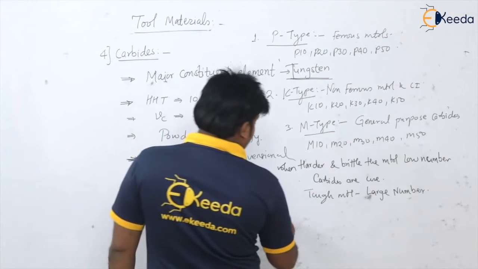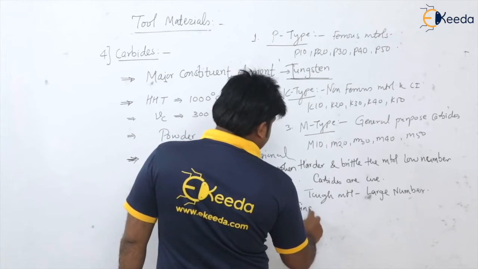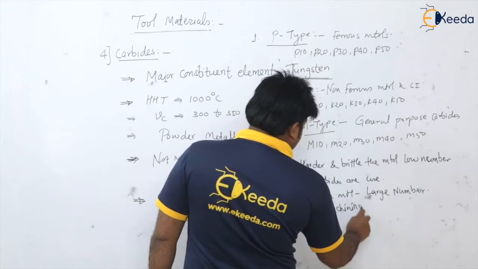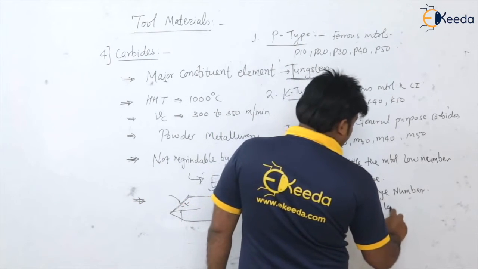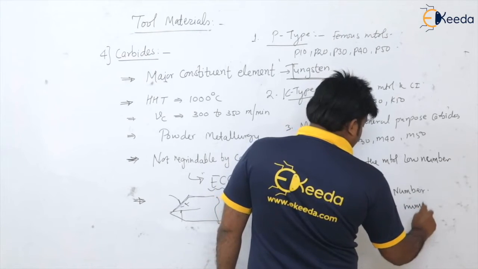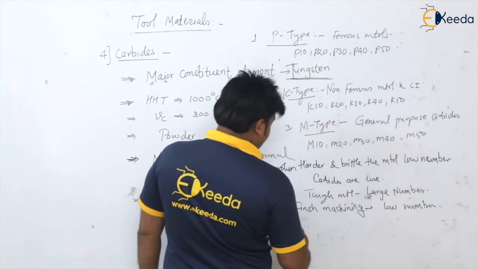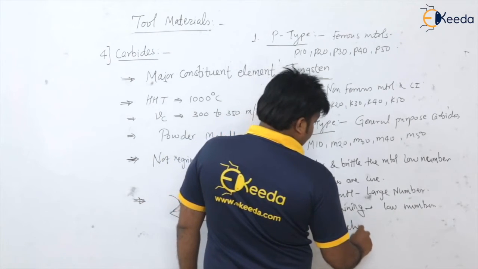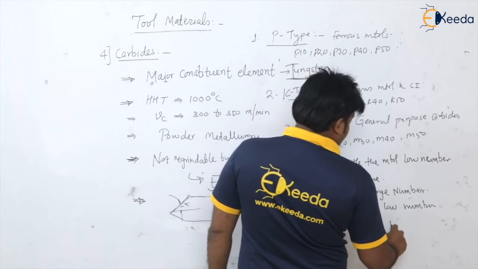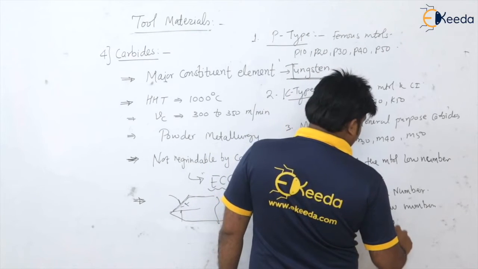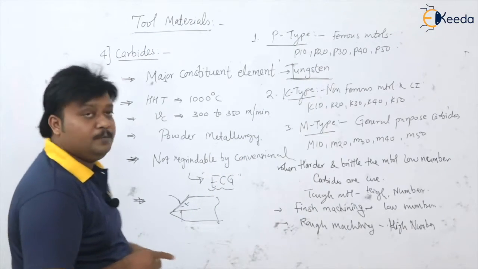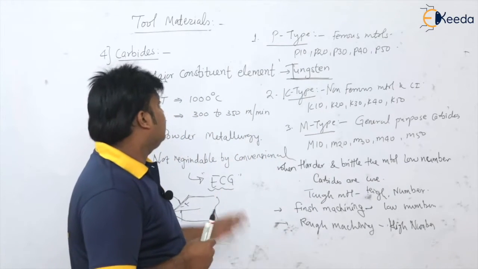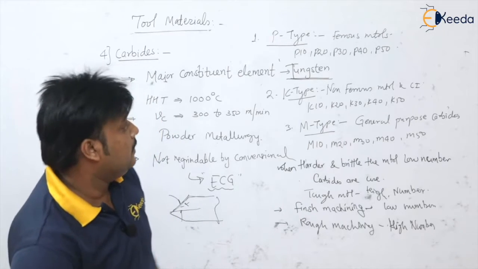Also for finish machining we are using these low numbers, and for rough machining we are using the high or large numbers. So see, this is about the carbides, the fourth tool material.